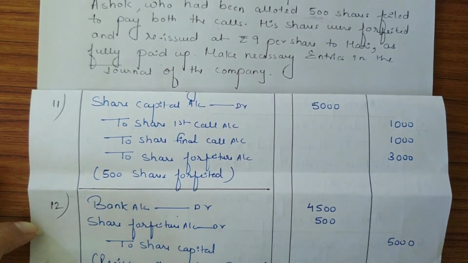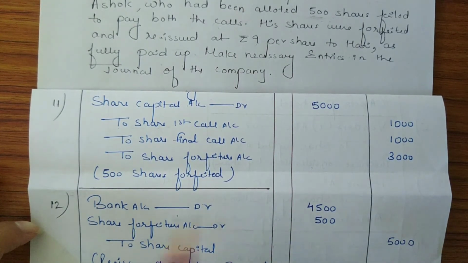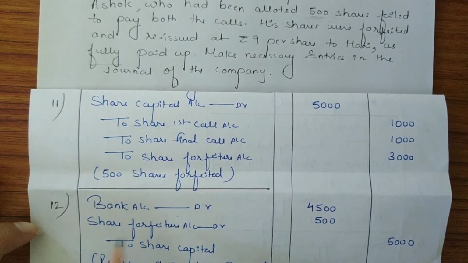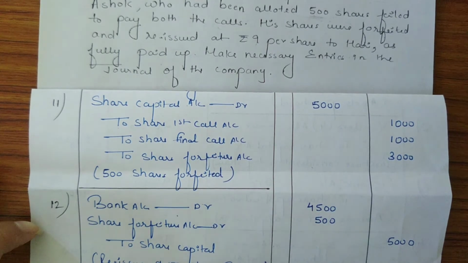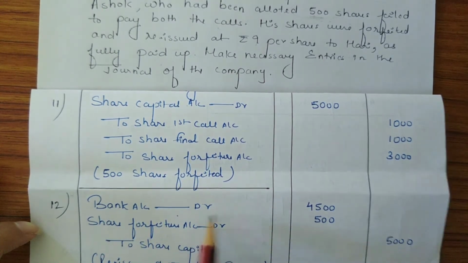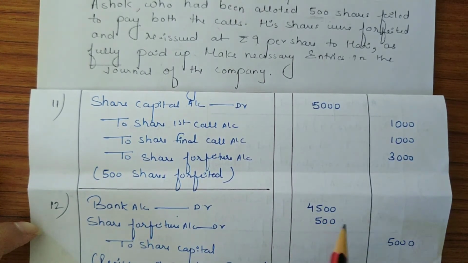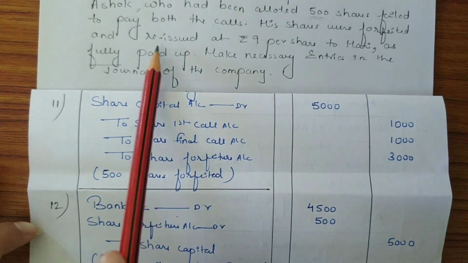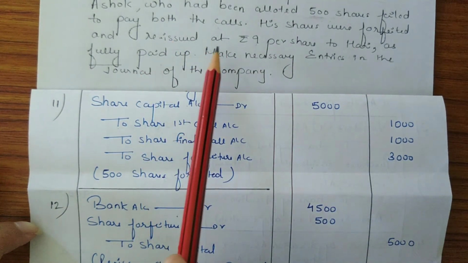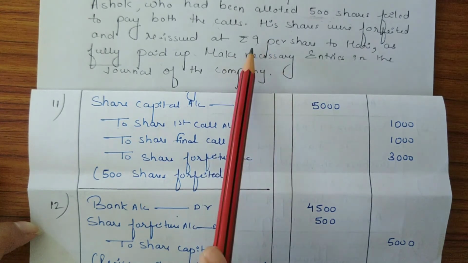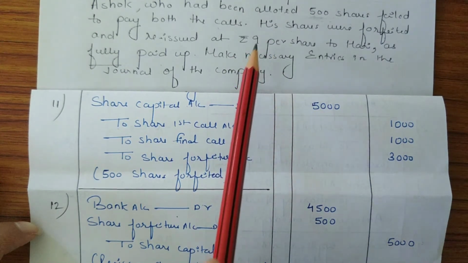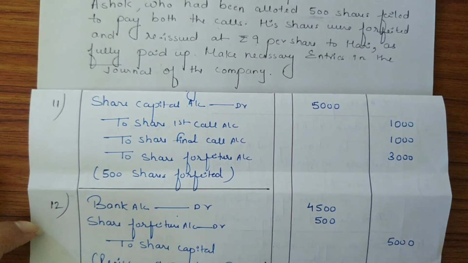So the entry for reissue of forfeited share will be bank account debit, share forfeiture account debit to share capital account. So the bank account is debited with the amount 4,500. How? As we know, the number of shares reissued is 500 and it is reissued at the rate rupees 9 per share. That means we are receiving 4,500.